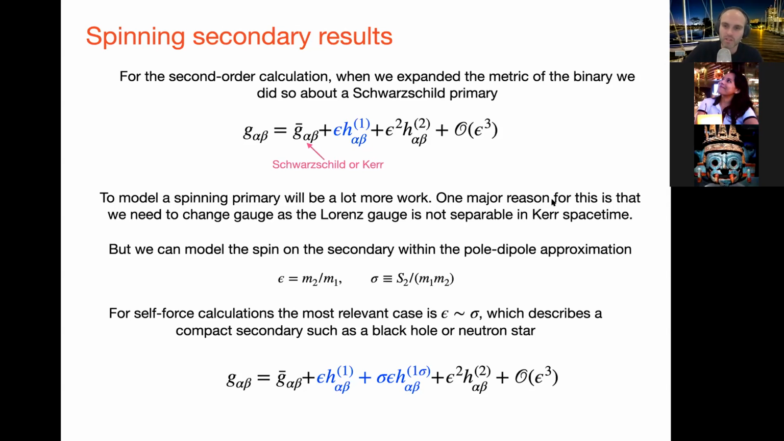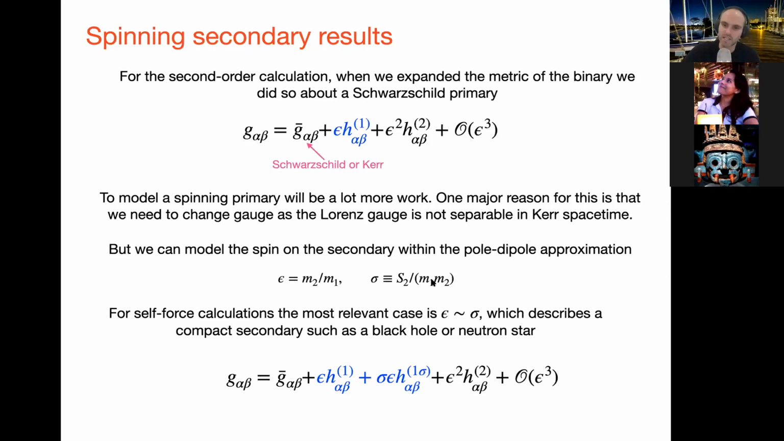And one of the reasons for this is we have to move away from this Lorentz gauge where we understand things quite well because it's no longer separable in Kerr spacetime, so we can no longer decompose this into modes and do our usual tricks. But nonetheless, we can model the spin on the secondary quite easily within the pole-dipole approximation. So here I'll define, again, the mass ratio, but we can also define the sigma as a measure of the secondary spin.